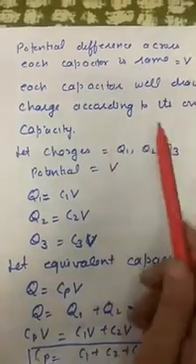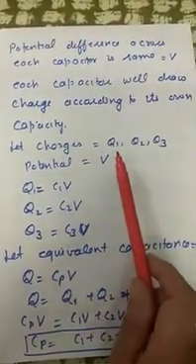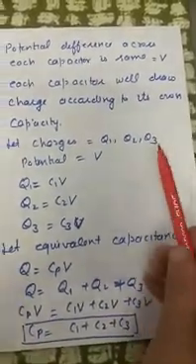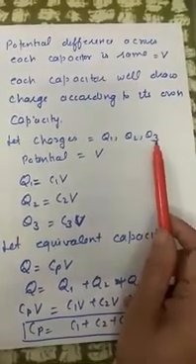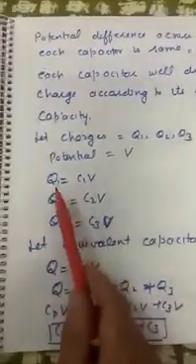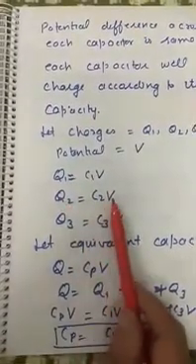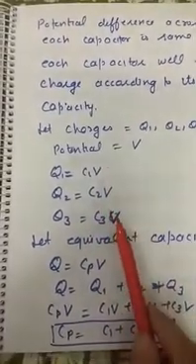The potential difference is the same. So what is the total charge? That is Q1 plus Q2 plus Q3. These charges Q1, Q2, Q3 are on each capacitor, and Q1 will be equal to C1V, Q2 equal to C2V, Q3 equal to C3V, where V is the potential across each.